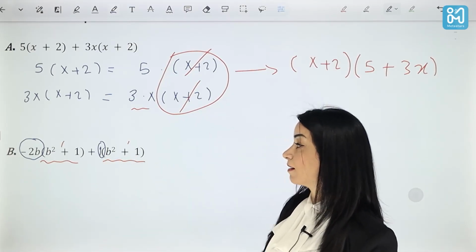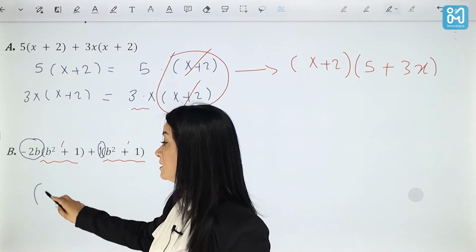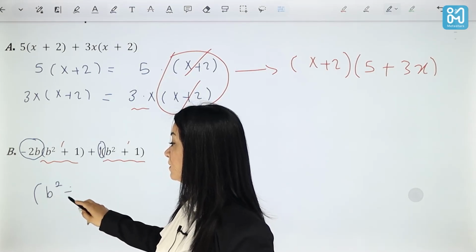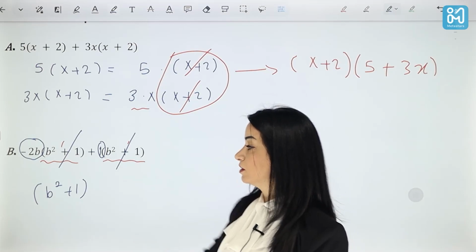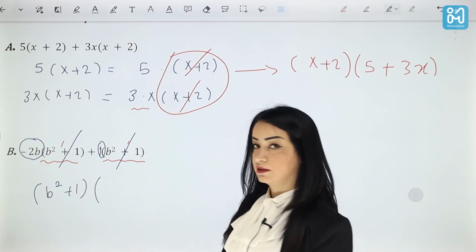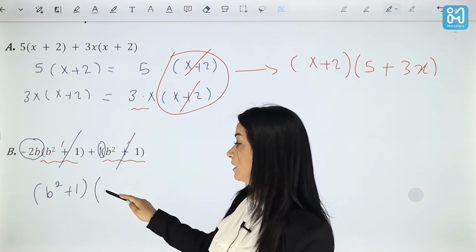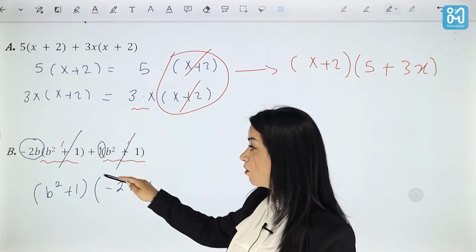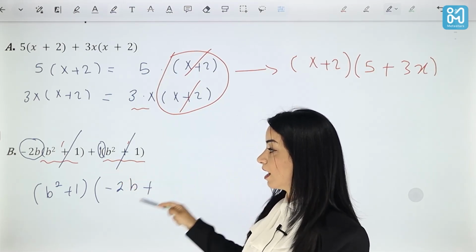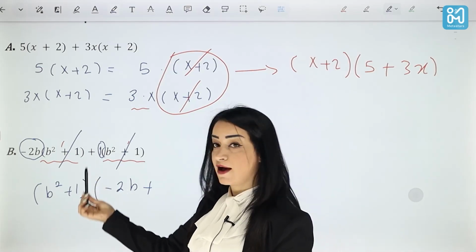So here, the common factor is b squared plus 1. I took this out and I took this out. So I open the parentheses: what do we have? Minus 2b plus, I took all of the second part out as a common factor, so I have to put 1.